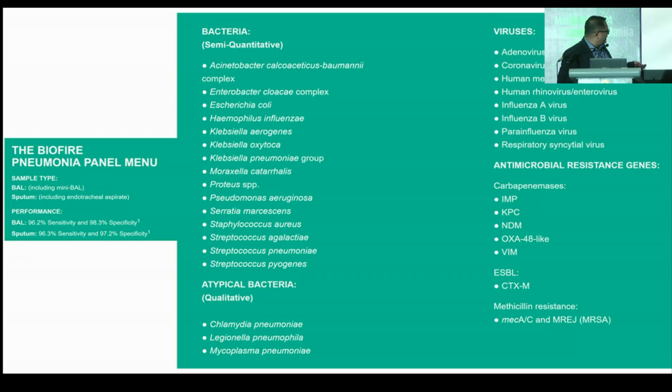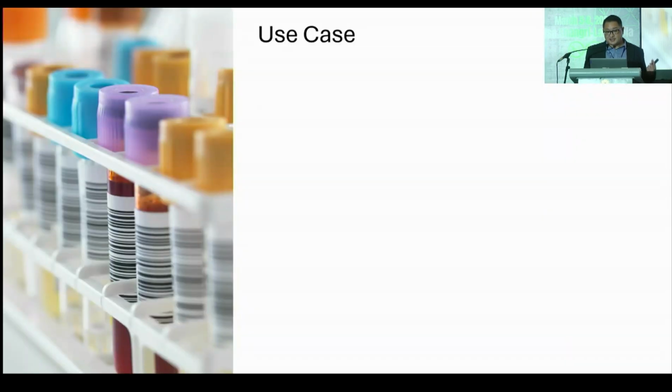And then atypical bacteria are over here, viruses are over here, and these are cool, antimicrobial resistance genes. So if you see maybe KPC, then you know you're going to give ceftaz-avi. If you see NDM, you might have to give ceftaz-avi plus aztreonam. So those are really useful. If you see a CTX-M, then instead of ceftriaxone, maybe you should start with a carbapenem.